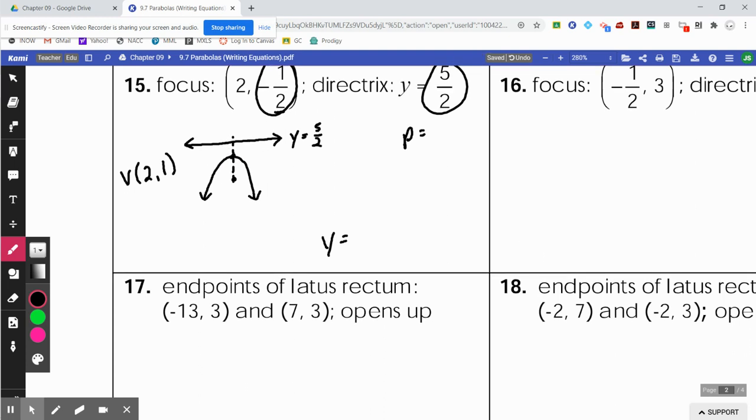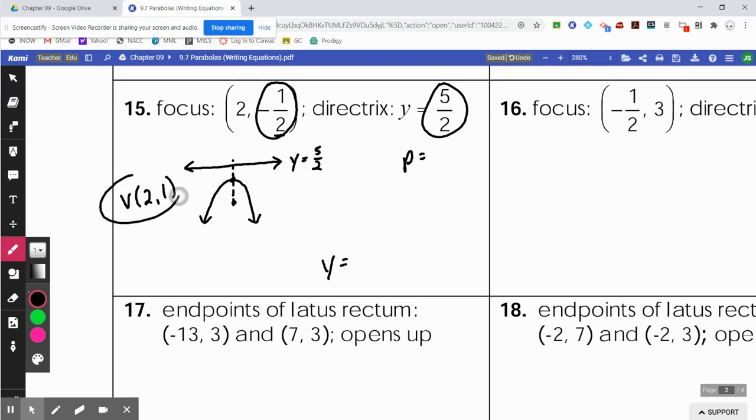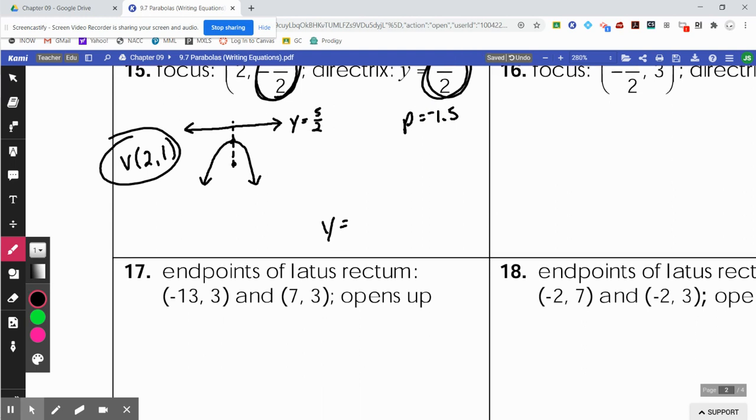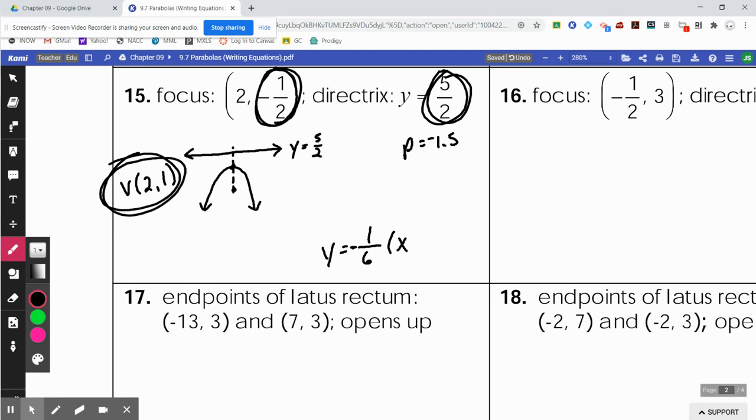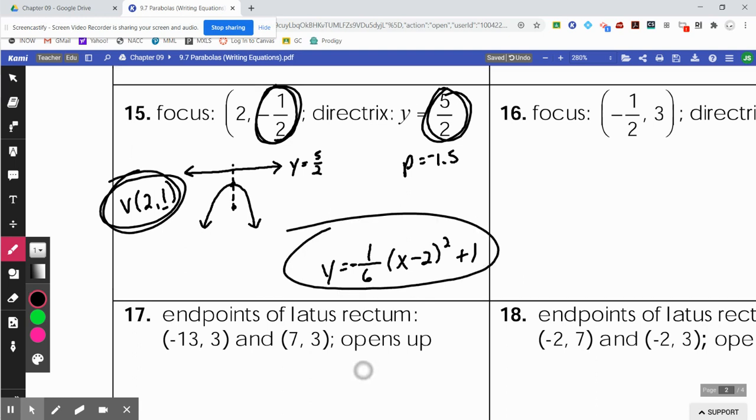So now we're good to go. The distance from my vertex to either one of these, you can go to here or to here. From 1 to -1/2, or from 1 to 5/2, is a distance of 1.5. Since it cups down, that will be negative. So 1 over 4p will be -1/6. To move the vertex to (2, 1), we're going to do -2 on my x, and to move it up 1, we're going to do +1 on my y, and there is your parabola.